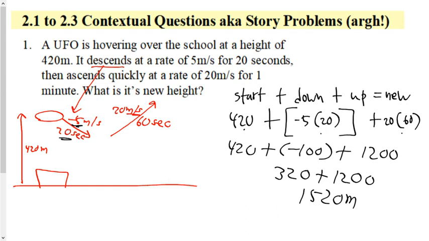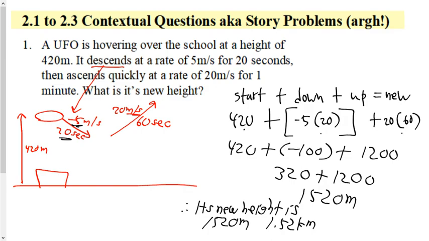Now remember, it's a story problem, so therefore its new height is, if you want to be smart, you put 1,520 meters. If you want to be extra smart, you put 1.52 kilometers, because you make a quick conversion and wow me with your brilliance that you know that 1,520 meters is 1.52 kilometers.